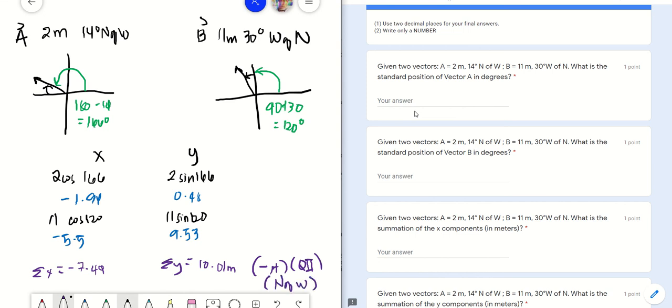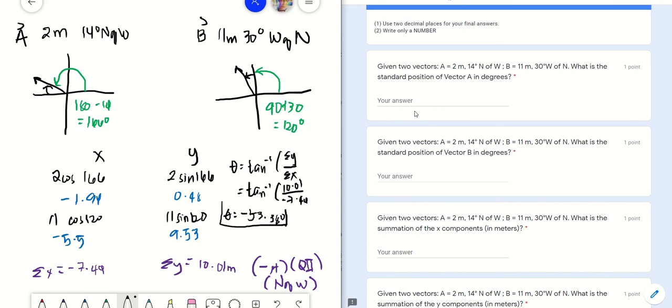In terms of theta or the angle, we can solve for the angle already. Tan inverse of the summation of y over summation of x. So, this becomes the tan inverse of 10.01 divided by negative 7.44. Hopefully, you can see my handwriting. The angle becomes negative 53.38 degrees. So, this is just the angle.